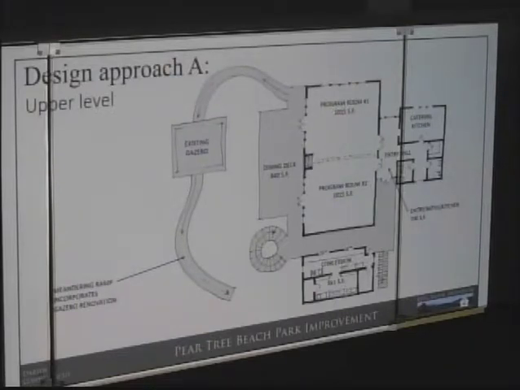In the program room, that responds to the program description that we got that said that the program room should be approximately 2,000 square feet, and it should be able to be divided so that you can have two separate events going on at the same time. So in this case, each of those, what I call program rooms or meeting spaces, is about 1,000 square feet in size.